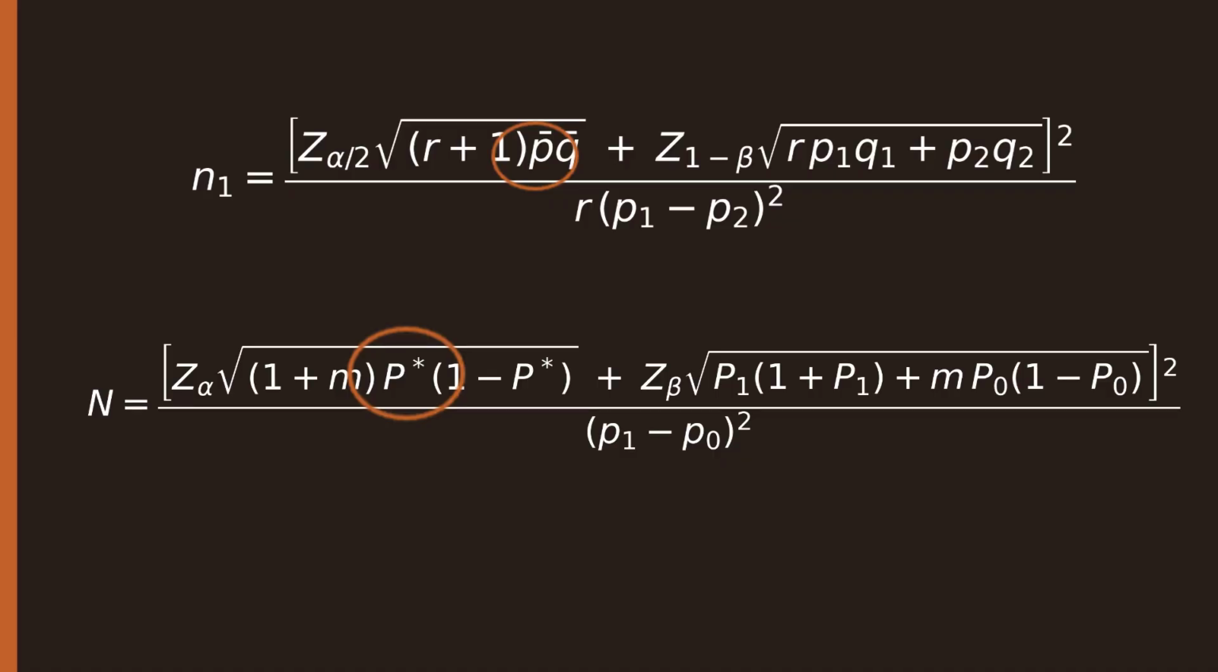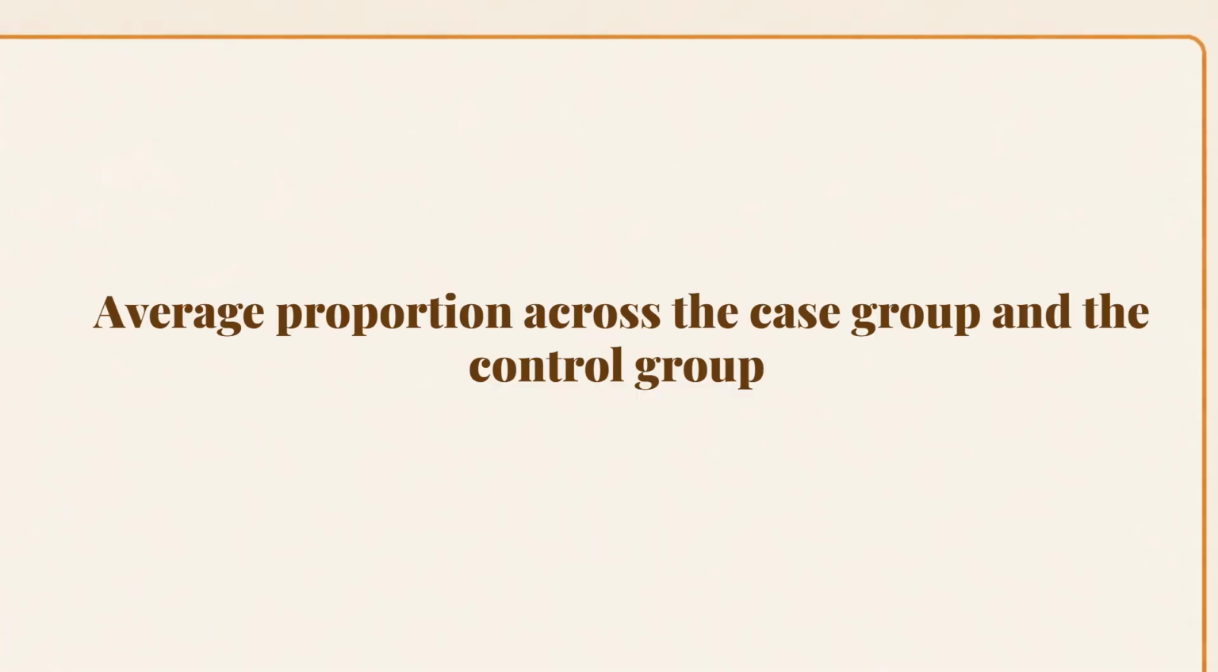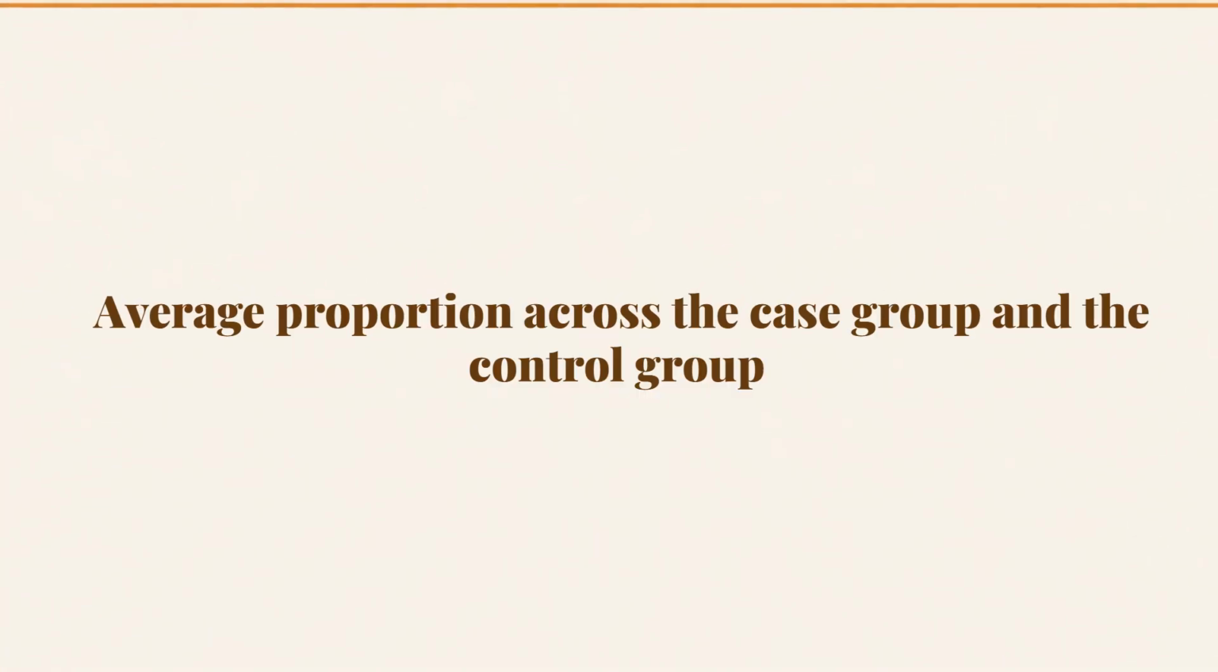Next, let's talk about the P bar or the P star. In some formulas, you see P bar. In some formulas, you see P star. They both mean the same thing. Now, the P star or the P bar is the pooled proportion. It is simply the average proportion across both groups, which is the case group and the control group.